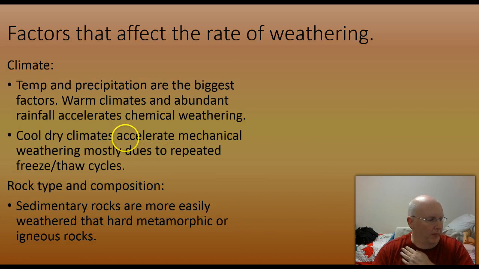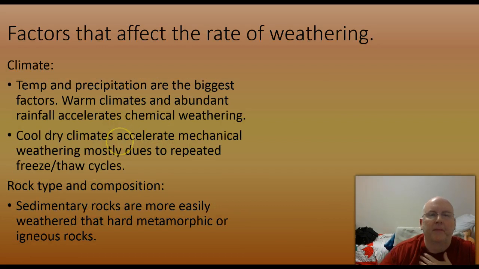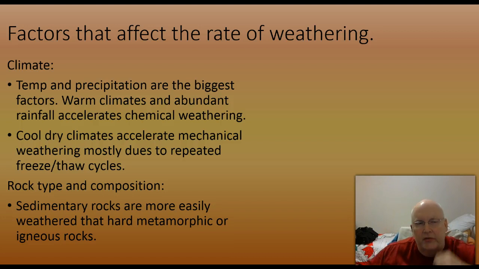Okay, so we've talked a little bit about weathering. So let's talk about some things that can affect the rate of weathering. Remember, rate is the speed, or how often it occurs, or how much occurs. So there's several factors that can affect this. One of them is climate, and there's two different things I want you to know about this. Climates that are warm and have a lot of precipitation can have really high rates of chemical weathering, and cool climates that are dry have really high rates of mechanical weathering, mostly due to repeated freeze-thaw cycles.